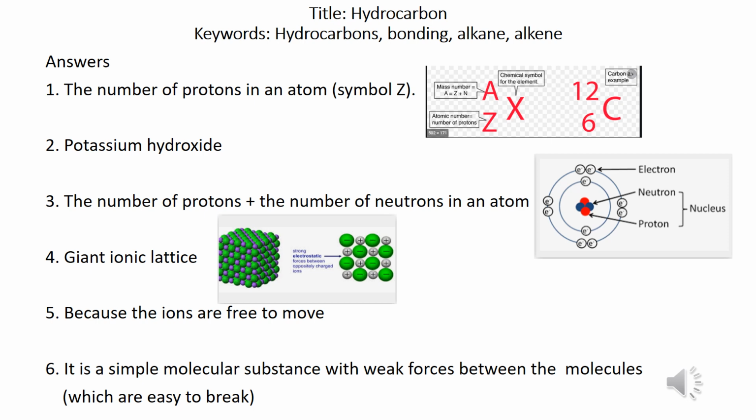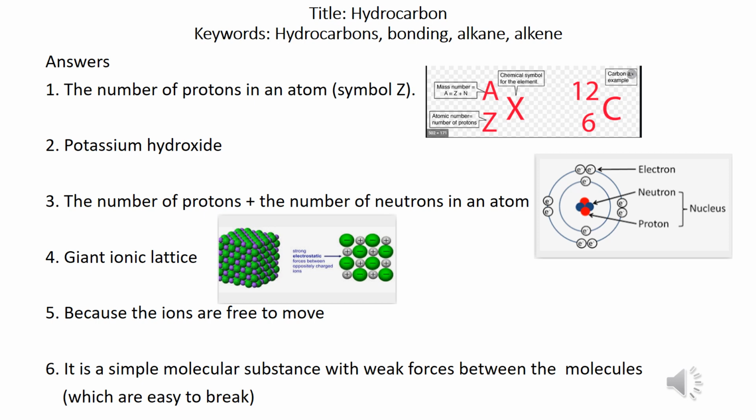So for question number 1, what is the atomic number of an atom? This is the number of protons in an atom. So the atomic number or the proton number can be represented by the symbol Z. So if you look at the first diagram, X represents the chemical symbol for the element. Z represents the atomic number, which is the same as the number of protons. And A represents the mass number. So mass number is equivalent to Z plus N. So again, Z is the number of protons and N is the number of neutrons.